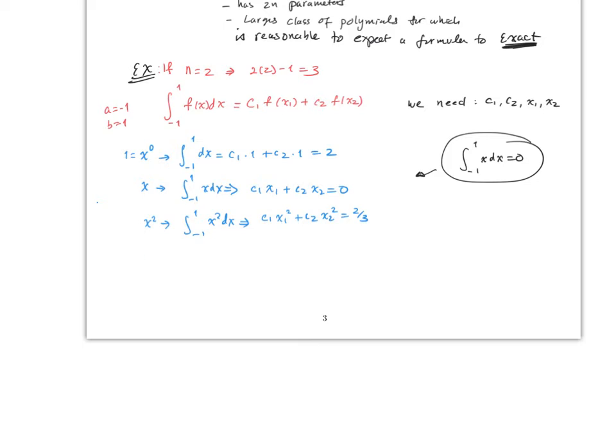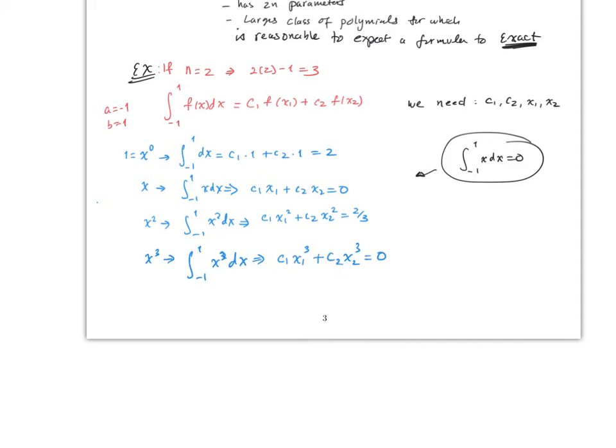Then finally, you do it for x cubed. And this is the reason why we're going from minus 1 to 1. You do it for x cubed. That means that c1 x1 cubed plus c2 x2 cubed is equal to 0.